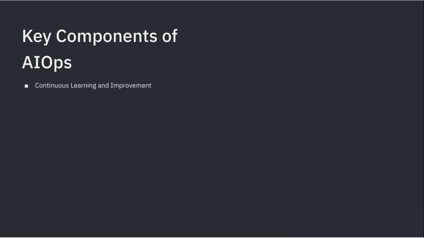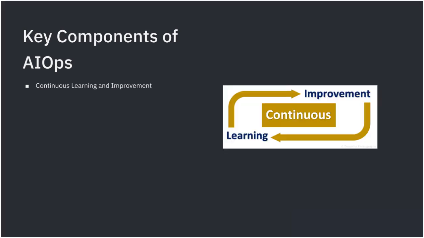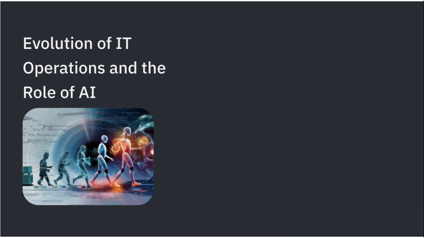7. Continuous learning and improvement in AIOps. AIOps systems enhance their effectiveness over time by learning from historical data and feedback. This continuous learning capability allows the platform to adapt to changing IT environments, improving its ability to detect and resolve issues. To understand why AIOps is important, let's look at how IT operations have evolved over time.